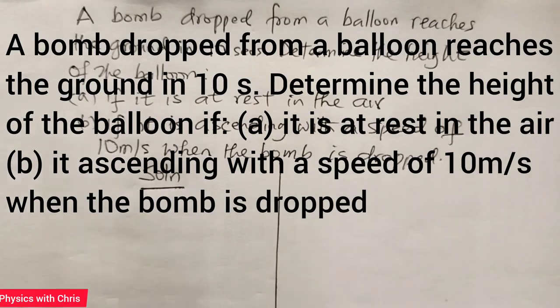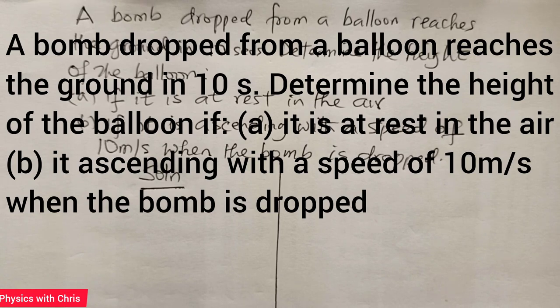Here's another question under motion, the motion of a body under gravity. This is a case of a bomb placed on a balloon. While this balloon is at a particular point, some distance h above the ground, the bomb was dropped. Now we're to calculate the height of that balloon.